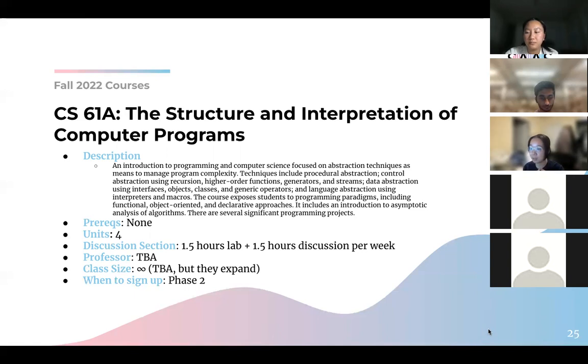It's 4 units. 1.5 hours of lab plus 1.5 hours of discussion. You will be spending more than that, especially when projects roll around. Professor TBA, but they're roughly the same, to be honest. And this is a pretty safe class to phase 2.